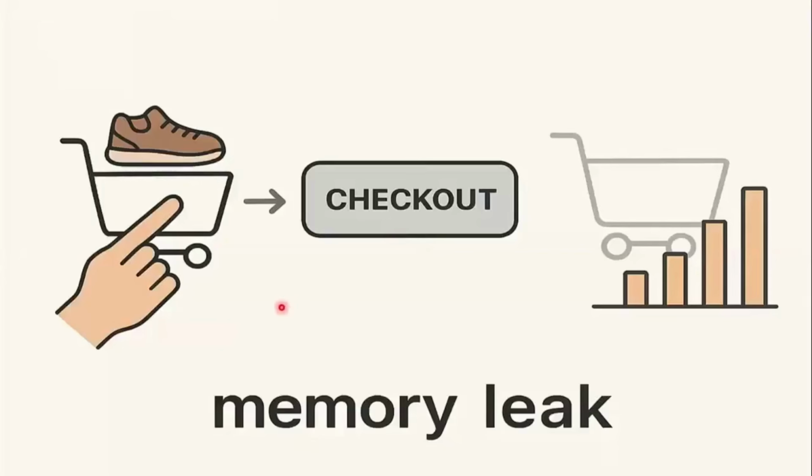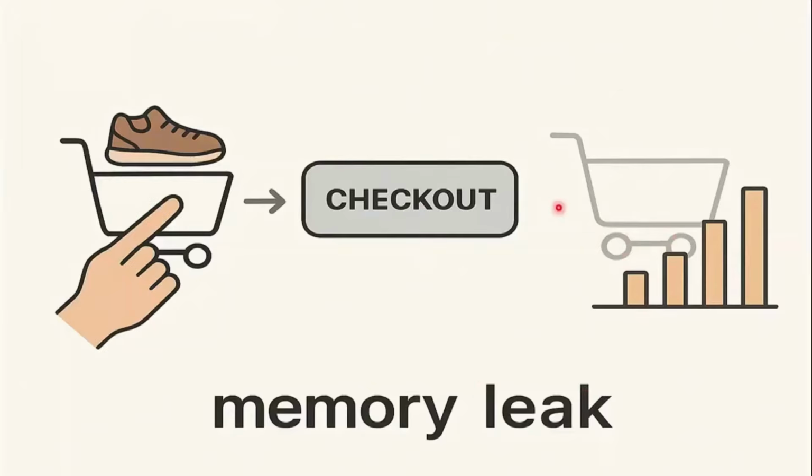Imagine you're shopping online. You added a pair of shoes to the cart and then checked out successfully and closed the browser. But on the server side, that cart object still lives in the memory, which consumes resources forever. If you multiply the same issue by thousands of users during a big sale, then your e-commerce application will crash. That's a memory leak.